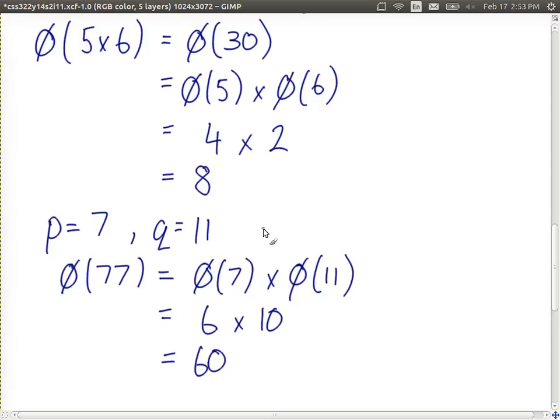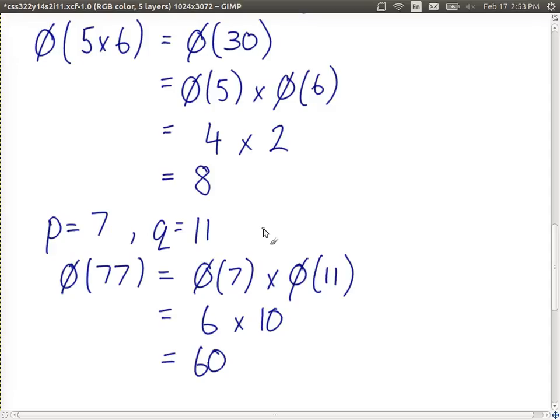And that's something that we'll take advantage of in some security algorithms. So think of it as a shortcut. If we know that 77, rather than checking 1 up to 76, can be factored into two primes, 7 and 11, it's easy to calculate the totient. It's 7 minus 1 times 11 minus 1.